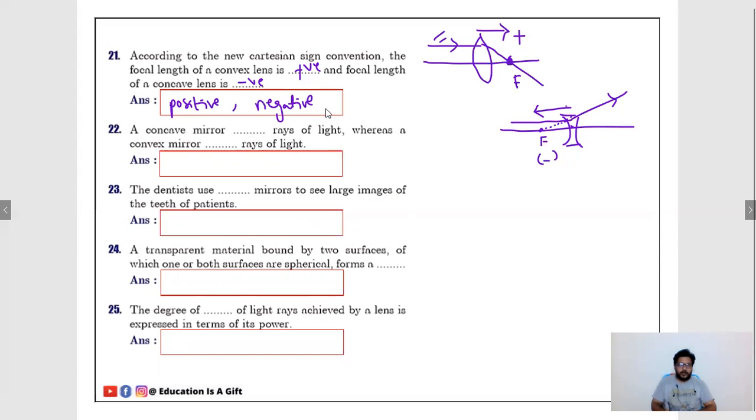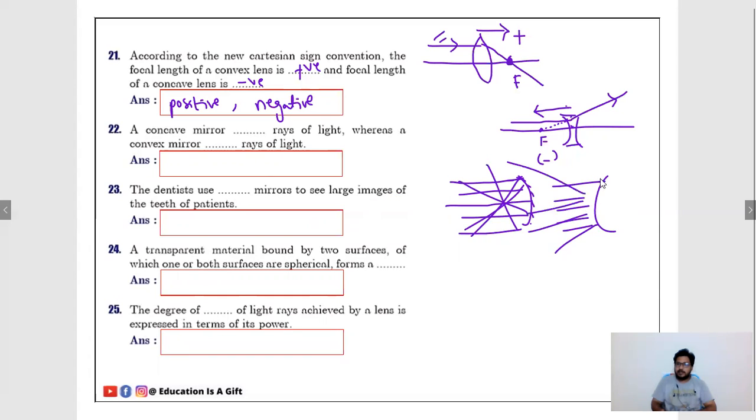Next, 22nd, a concave mirror dash rays of light, whereas a convex mirror dash rays of light. Simple. In case of a concave mirror, if light rays are passing parallel to the principal axis, all light rays will be converged. In case of a convex mirror, all light rays will be diverged. So that is the answer. A concave mirror converges rays of light, whereas a convex mirror diverges rays of light.